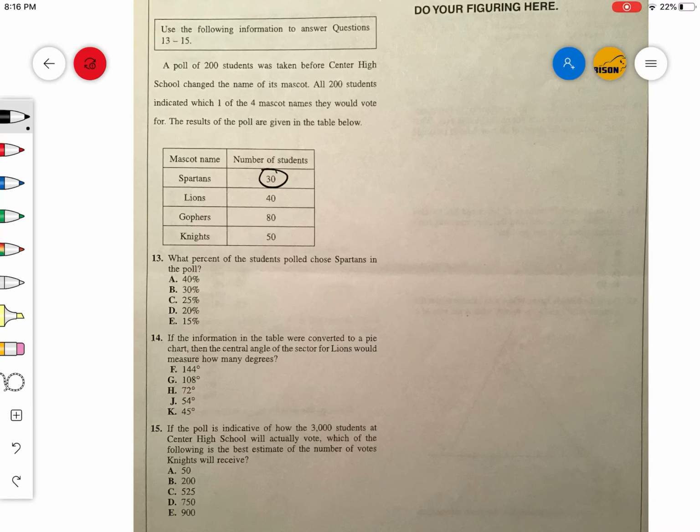Spartans is 30 out of the 200 people that voted. So if I do 30 divided by 200, that's how I would find a percentage and turn that into a decimal. It gives me 0.15, so 15% of people chose Spartans.